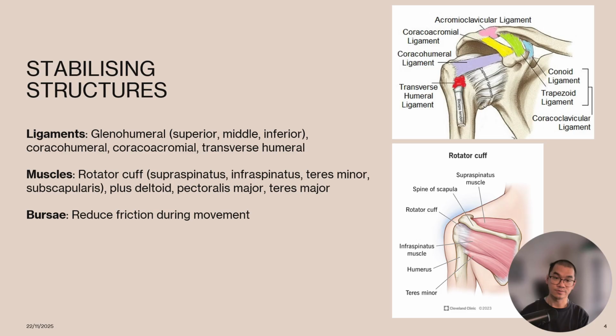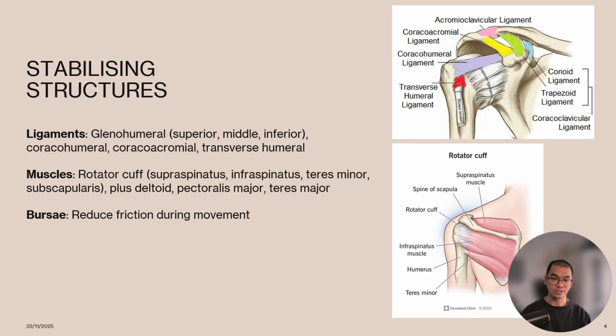So they are in terms of ligaments and muscles. We can see that there are the glenohumeral ligaments, 3 of them, and the coracohumeral, coracoacromial, and transverse humeral ligaments. They are important. And for the rotator cuff muscles, there are those at the back, which will be the infraspinatus, teres minor, and subscapularis. And on the side is the deltoid. On the front is the pectoralis major.